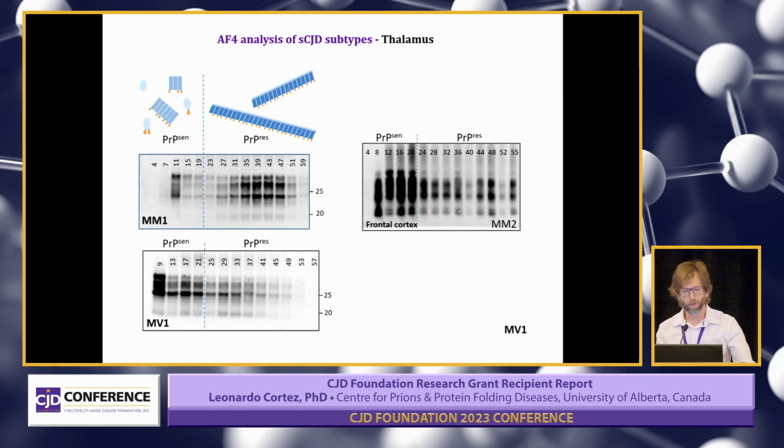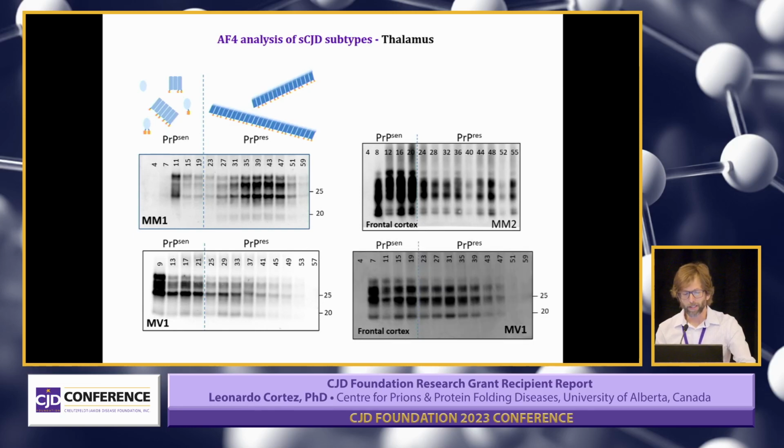In this Western blot, you can see that in the first lanes, from 4 to 19, we have the PK-sensitive prion particles, and in the fractions with larger particles, we have the PK-resistant prions. What we found when we compare MM1 and MV1 is that the proportion of these populations is different in MM1 and in MV1. We checked that in different regions of the brain and also compared with MM2.